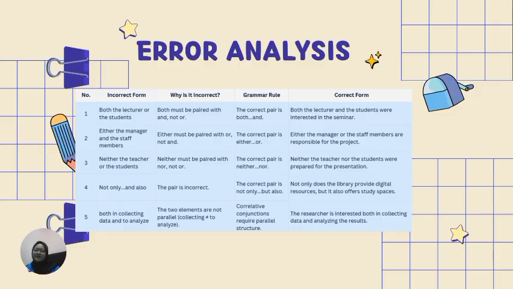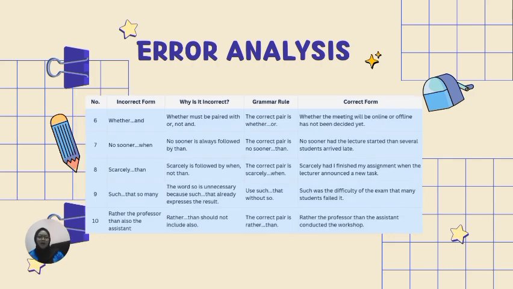The fifth sentence has a problem with parallel structure. The sentence combines "collecting" with "to analyze," which are different forms. To make the sentence parallel, we change it to collecting data and analyzing the results. Now let's discuss the last five errors. The sixth sentence uses "whether and." The correct pair is whether or.